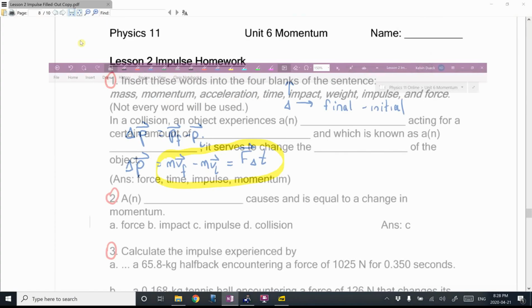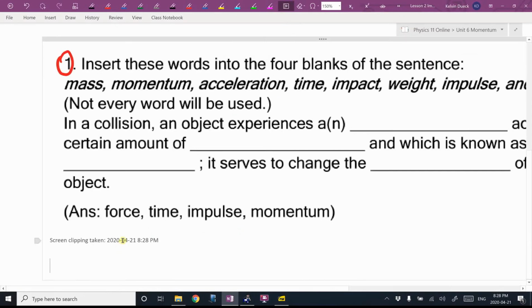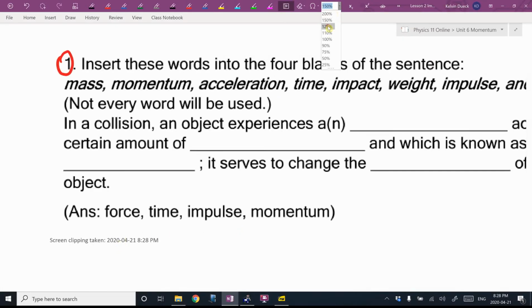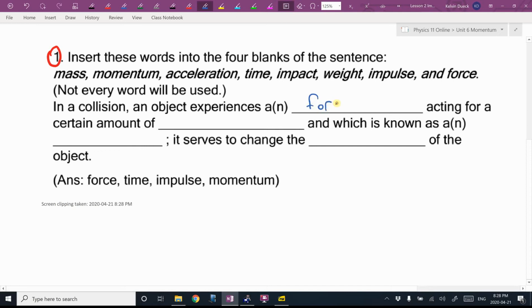So, number 1 says insert these words into the 4 blanks of the equation. Let me make this a little bit smaller so it'll fit on the screen. In a collision, an object experiences, well, a force acting for a certain amount of time. And because we have a force acting for a certain amount of time, we're going to have a change in velocity, which is also going to give us a change in momentum or an impulse. It changes the momentum of an object.